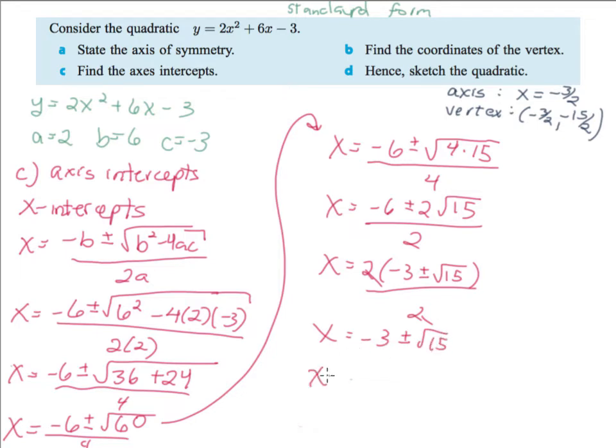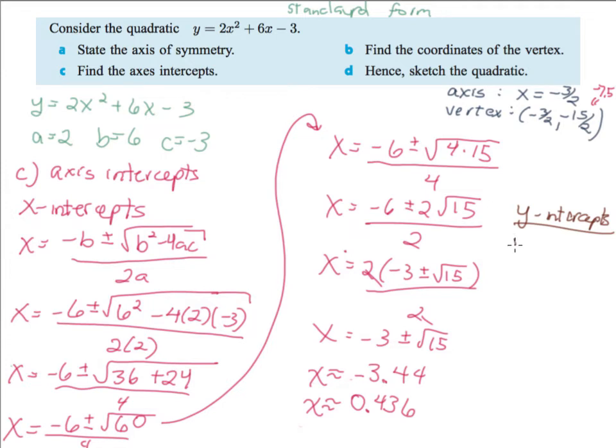Step D, we're going to actually find the decimal value of this. So I'm going to use my calculator, plug in -3 plus or minus square root of 15, and I get x is approximately -3.44, or x is approximately 0.436. So again, you can write that as your x-intercepts. Make sure you include the exact answer as well as the approximates.